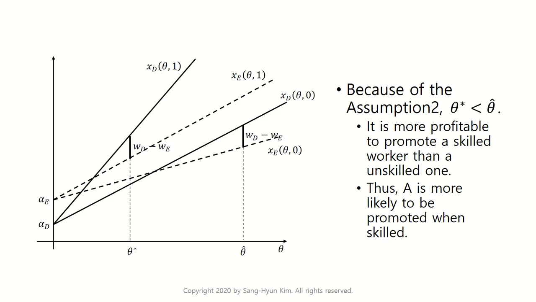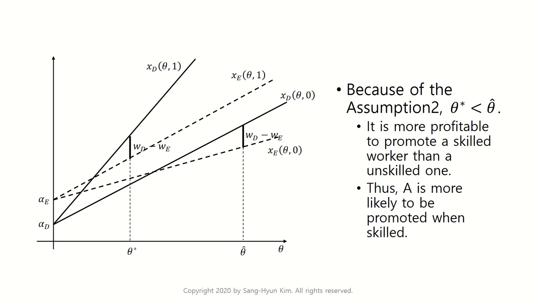Okay, so you can see that very clearly in this diagram, right? Theta star is the threshold when the skill level is 1, and theta hat is the threshold when the skill level is 0. And because of assumption 2, theta star will be smaller than theta hat. So what it means is it is more profitable to promote a skilled worker than an unskilled one.